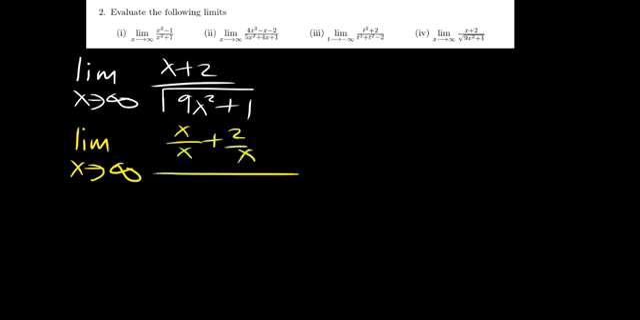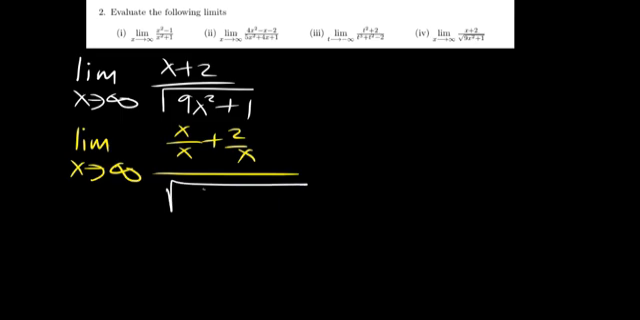Now we have an interesting one, the fourth one, which is dealing with a radical. The limit as x approaches infinity of x plus 2 over the square root of 9x squared plus 1. So apply the same concept of dividing by the highest power, including under the square root. So you're going to have the limit as x approaches infinity. On top, divided by x, you have x over x plus 2 over x. In the denominator you're going to have the square root.